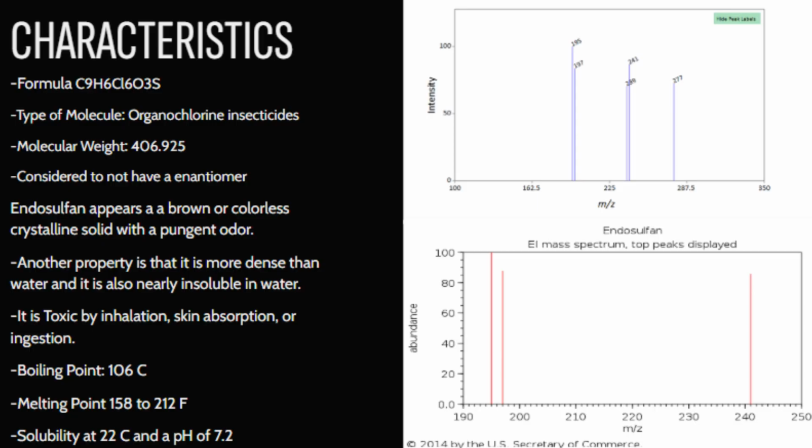Endosulfan appears a brown or colorless color, and it is a crystalline solid with a pungent odor. Another property is that it is more dense than water, and it is also nearly insoluble in water. It is toxic by inhalation, skin absorption, or ingestion.